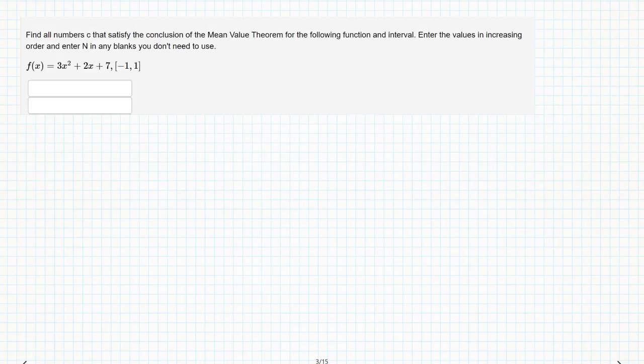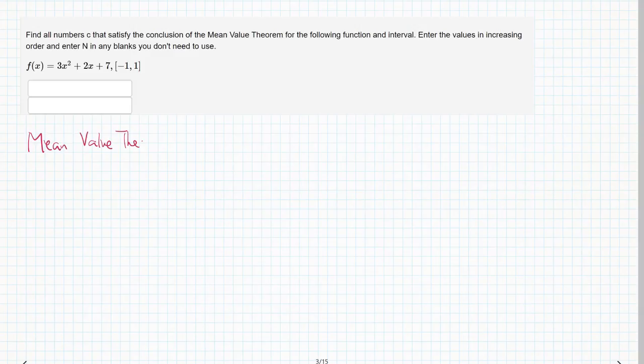So now, find all the numbers c that satisfy the conclusion of the mean value theorem for the following function and interval. Enter the values in increasing order, and enter, we don't care about that part. You care more if you're working on a problem on WebWork or something like that. So what does the mean value theorem state?